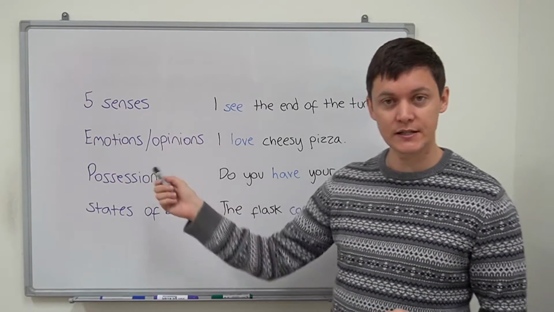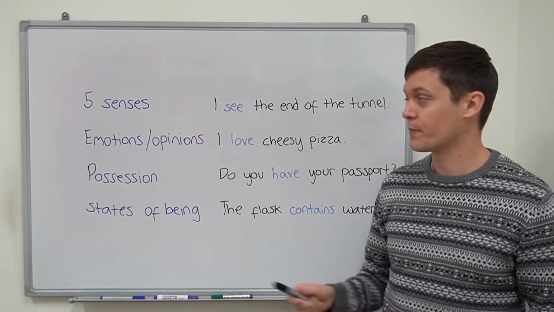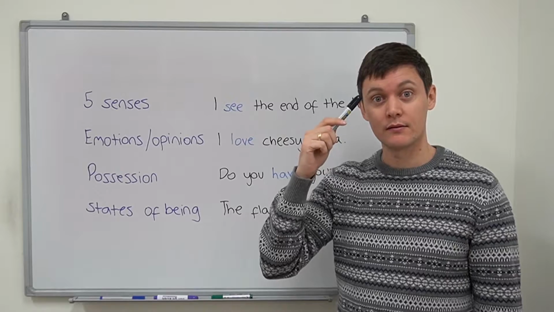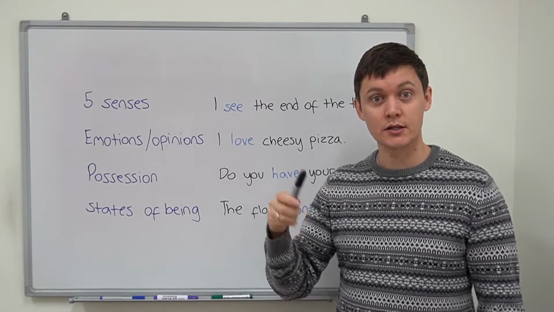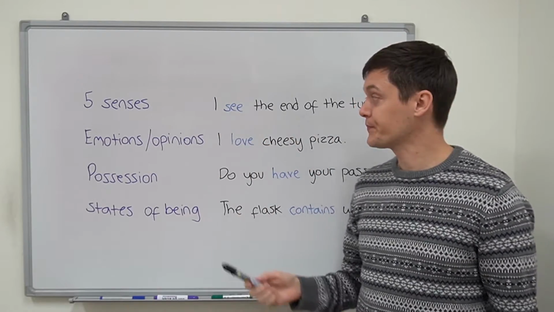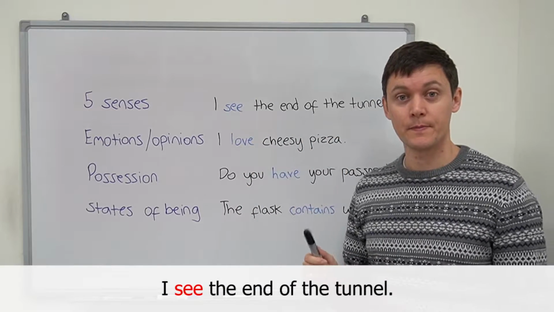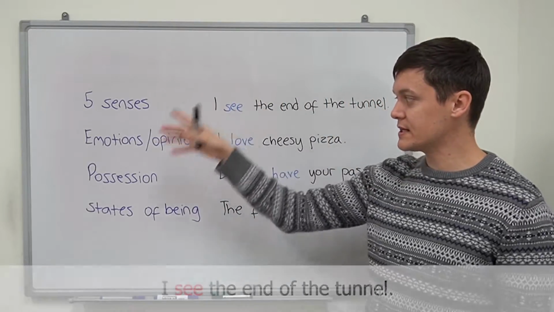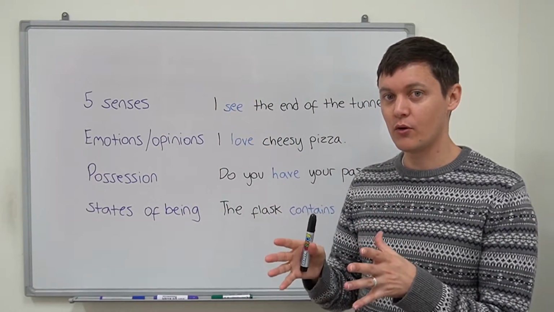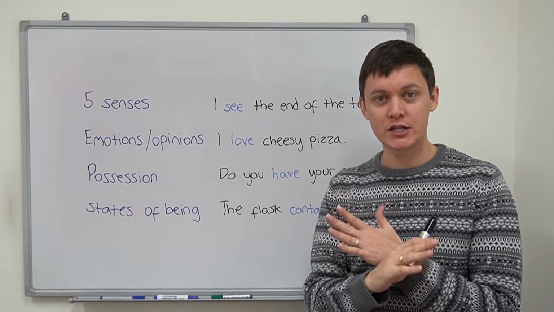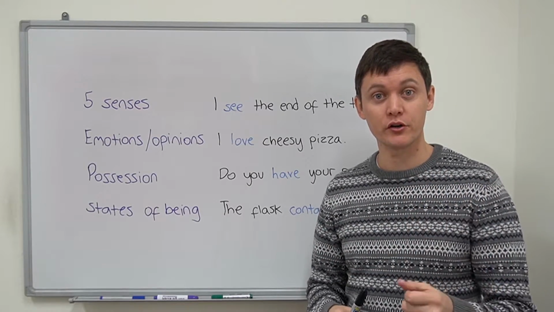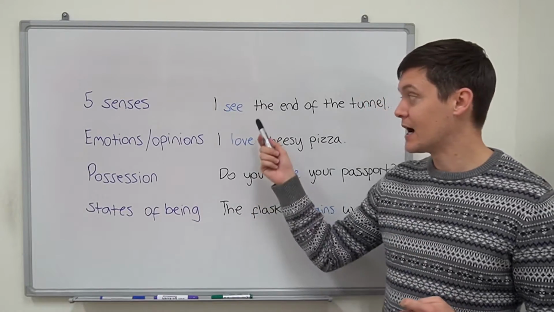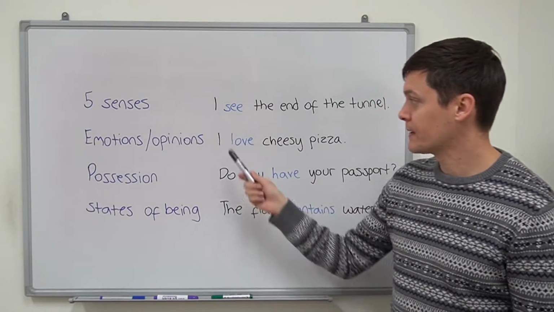For now, let's look at these 4 categories and some examples. So firstly, our 5 senses: smell, sight, taste, touch, and hearing, sound. I see the end of the tunnel. I'm seeing the end of the tunnel? No. So all of these are right now, but don't use ing. That's why they're called non-continuous verbs. You can't use the ing form. I see the end of the tunnel.